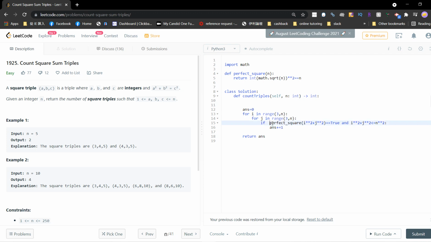Okay, so there are two conditions. If both are satisfied, I just add 1, until I finish. Okay, I think this is just very easy, just write down each step.